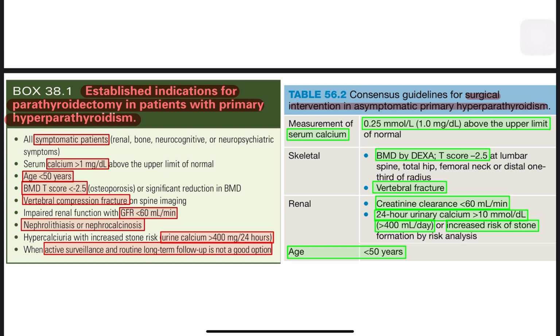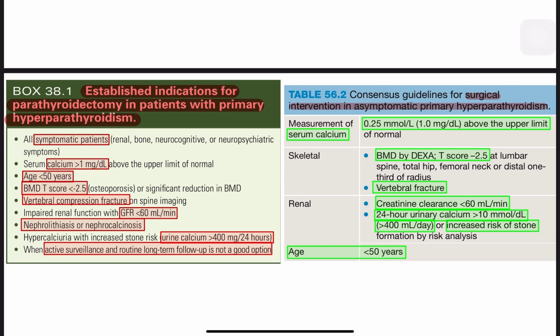Okay, so calcium, you have to remember two values. Serum calcium is more than 1 mg per dl, or urine calcium is more than 400 mg over a day. Okay, so the same thing is given in Bailey.